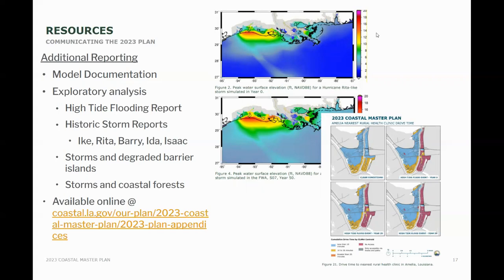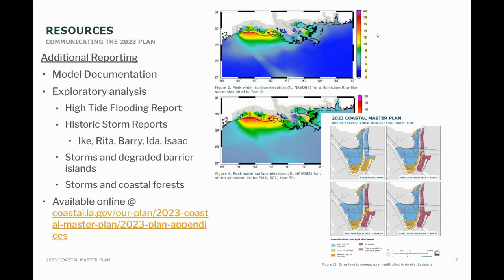Some of the additional reporting beyond the main master plan document or those community or project fact sheets that Krista talked through: we also have a bunch of reports and technical documentation on our website. If you go to the master plan website, you can go to the technical appendices. The URL here is at the bottom of the page, and you'll find a lot of information there. Dozens of reports, thousands of pages of documentation.